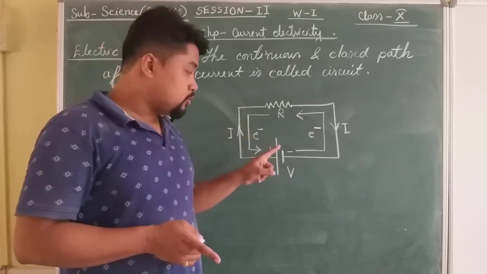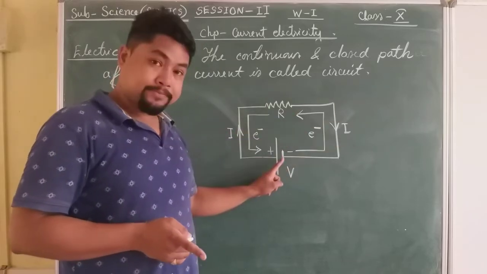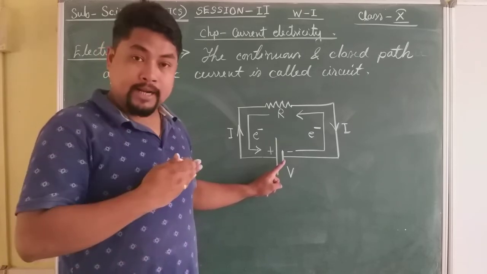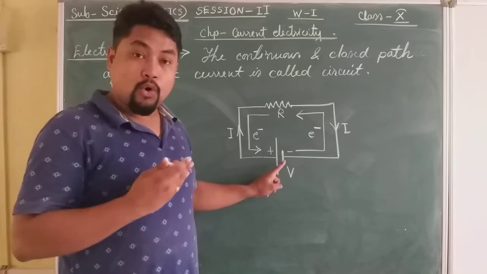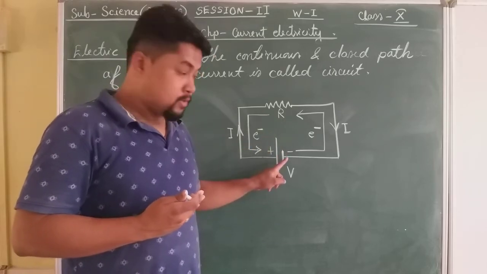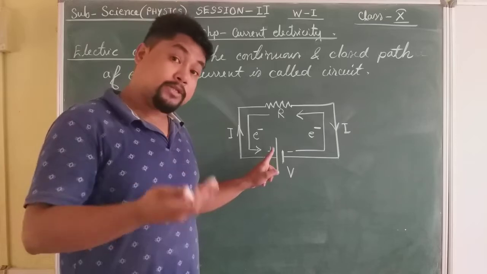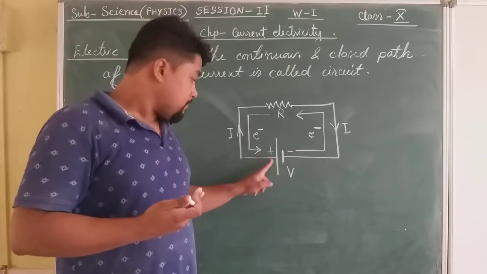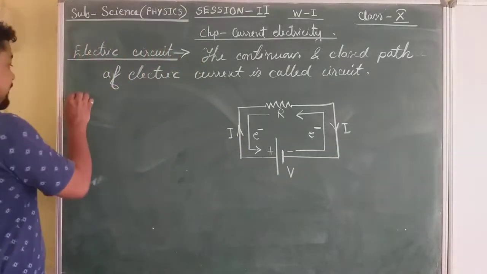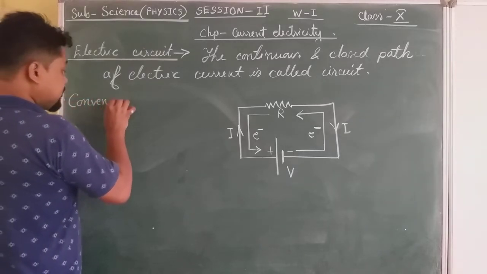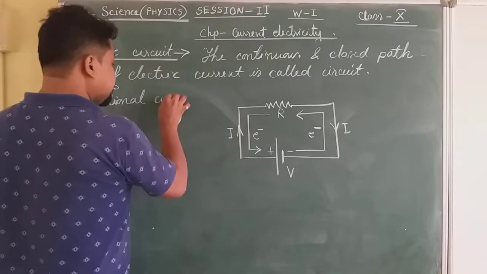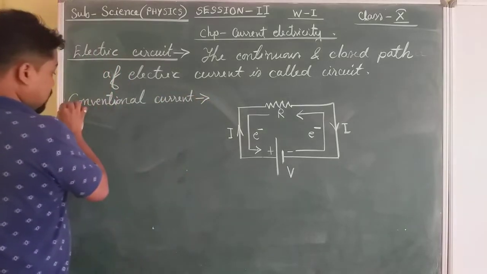Electric current flows from positive to the negative terminal of a battery or a cell. But the conventional current is due to the flow of what? Electrons. Electrons are flowing from negative to the positive terminal, but the conventional current flows from positive to negative terminal. Okay, this is called conventional current.